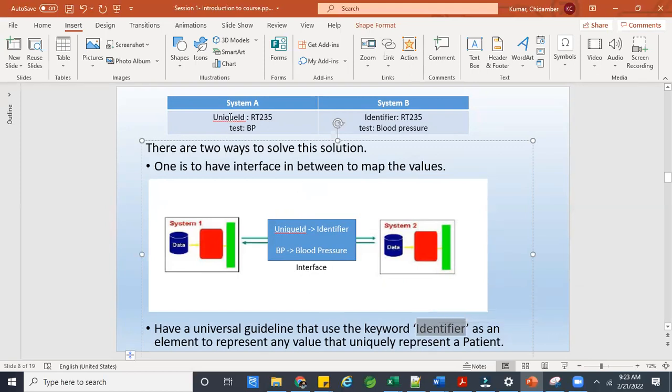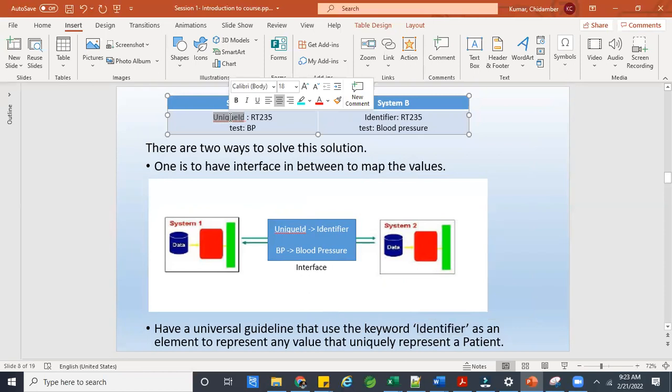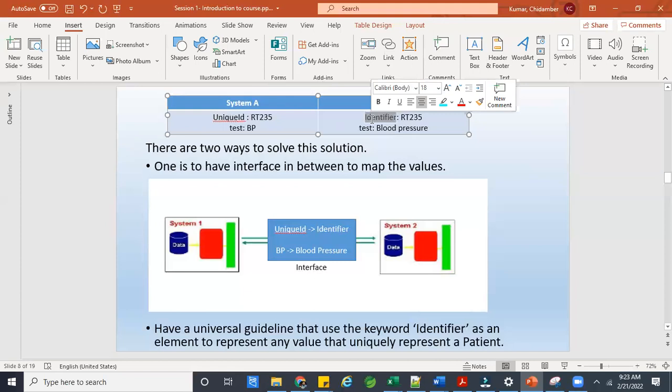For example, here system A has gone for user unique ID, maybe system C could go for user ID or maybe just ID. So instead of that, let's assign a guideline that we use this particular keyword only to represent any value that uniquely represents a patient. So this is called standardization.